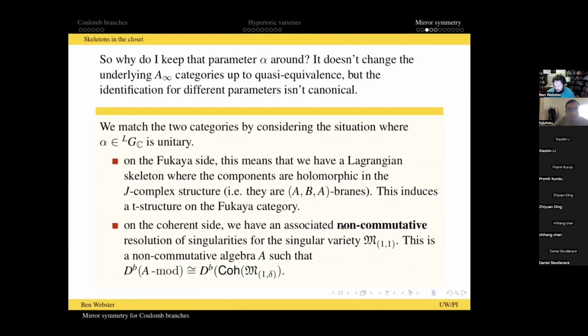But for different alphas, if I'm not careful about this, the identification won't really be canonical. So we match these by looking at this alpha being unitary, being in what we called LG. And this does something very special on the Fukaya side. On the Fukaya side, this means we've chosen a hyperkähler structure where we have a Lagrangian skeleton, which is holomorphic.